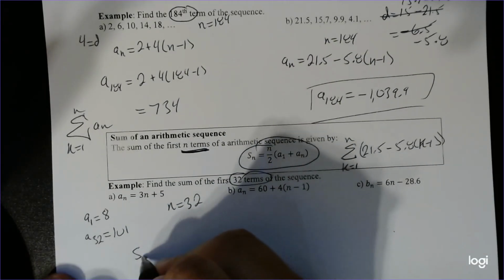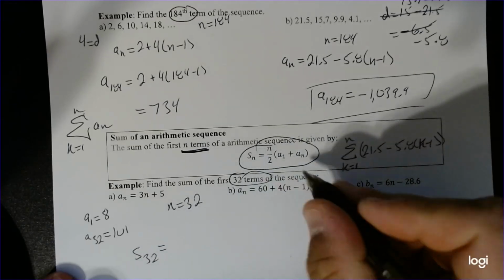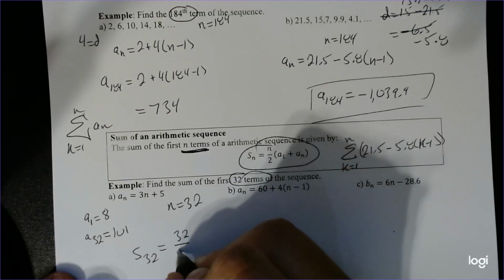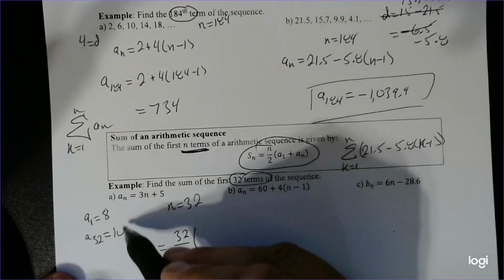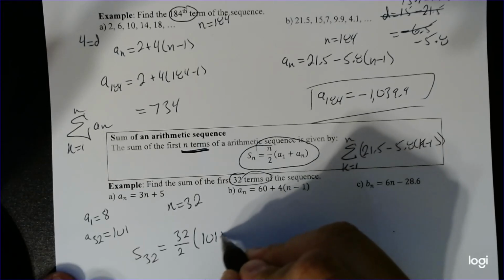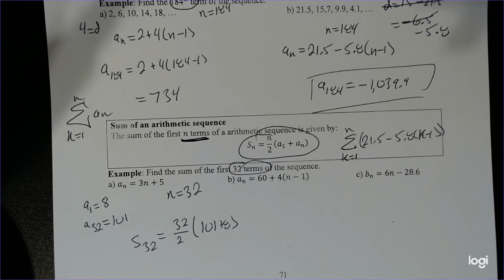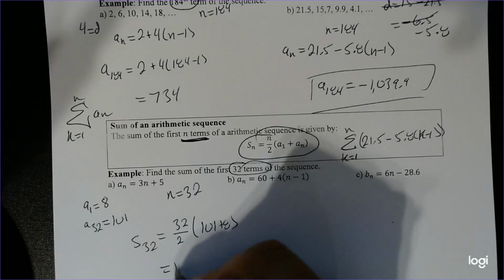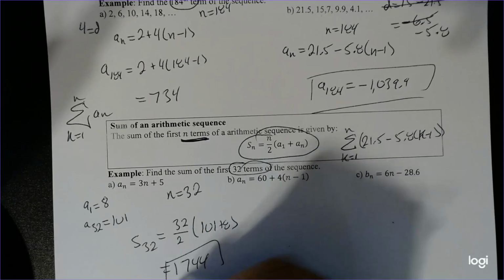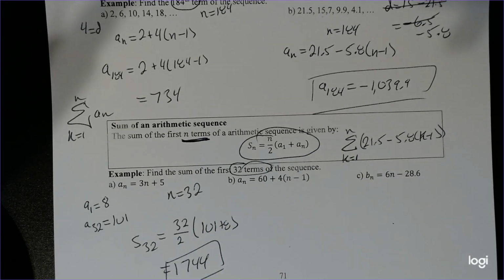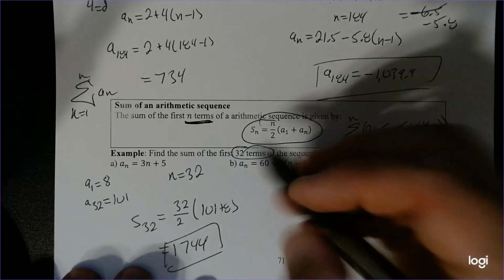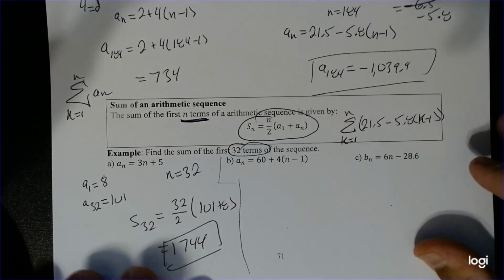So the sum of the 32 terms is going to be 32 divided by 2 times the addition of these two put together. There we go. So I got this, I think, being true if my math is correct.